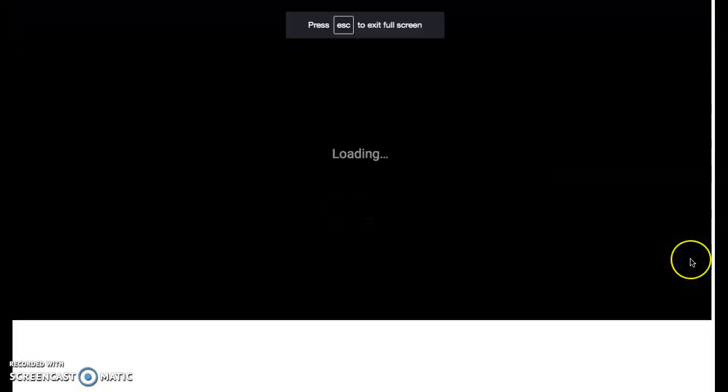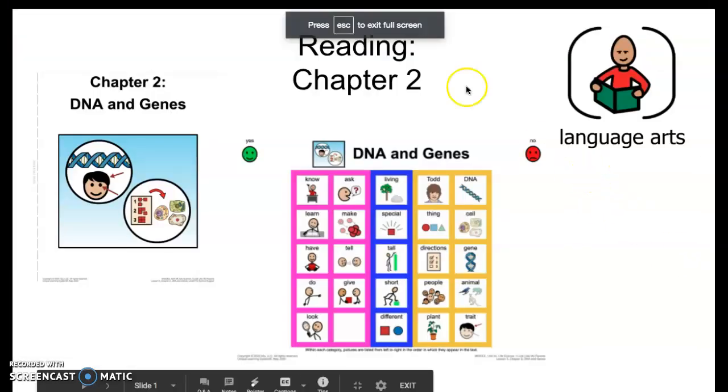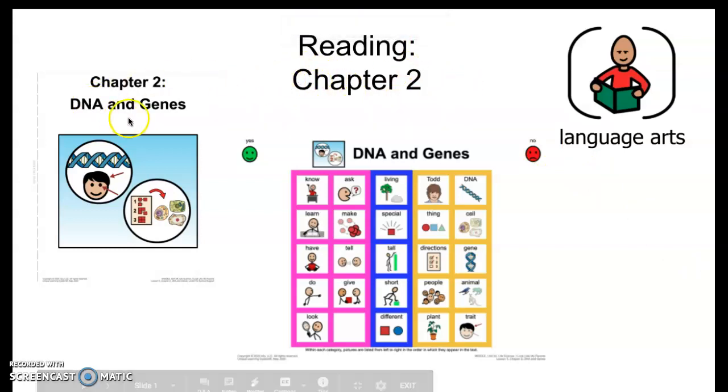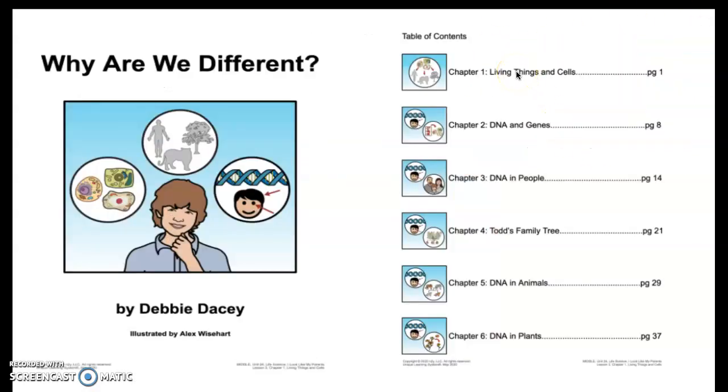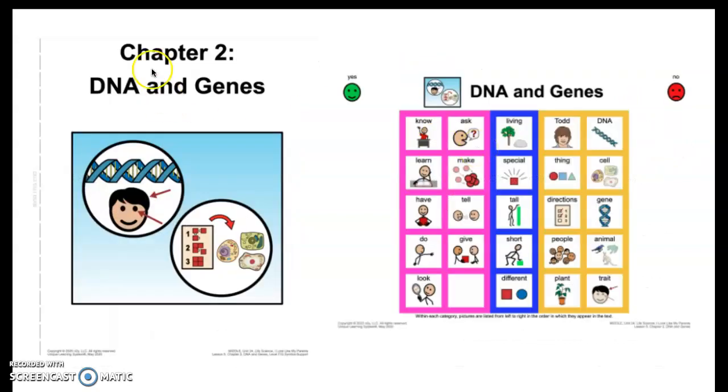All right, we're ready for chapter 2. So, chapter 2. This chapter is called DNA and Genes, and we're in language arts. So remember the name of our chapter book is Why Are We Different? And this is chapter 2, and it starts on page 8. All right, chapter 2, DNA and Genes.